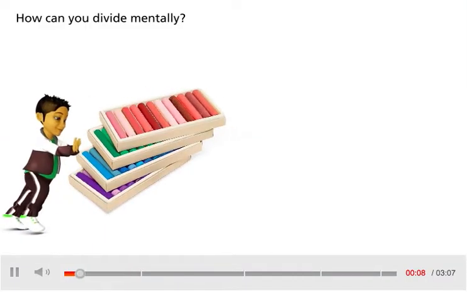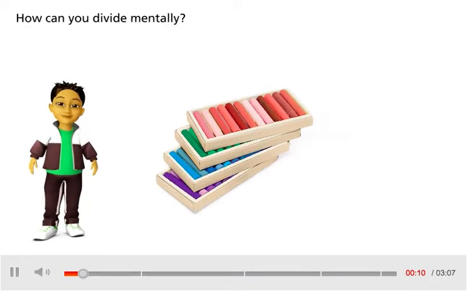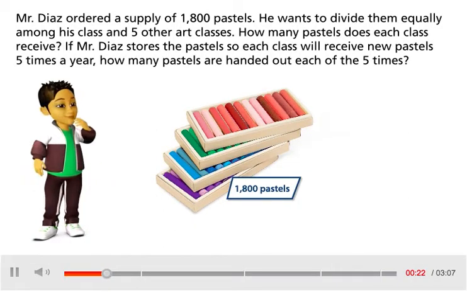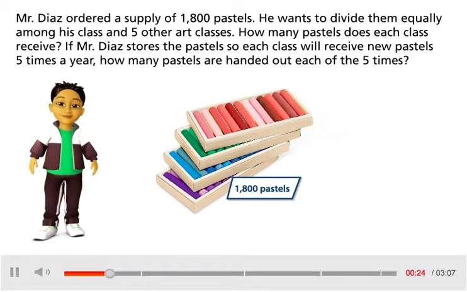How can you divide mentally? Mr. Diaz ordered a supply of 1,800 pastels. He wants to divide them equally among his class and 5 other art classes. How many pastels does each class receive?